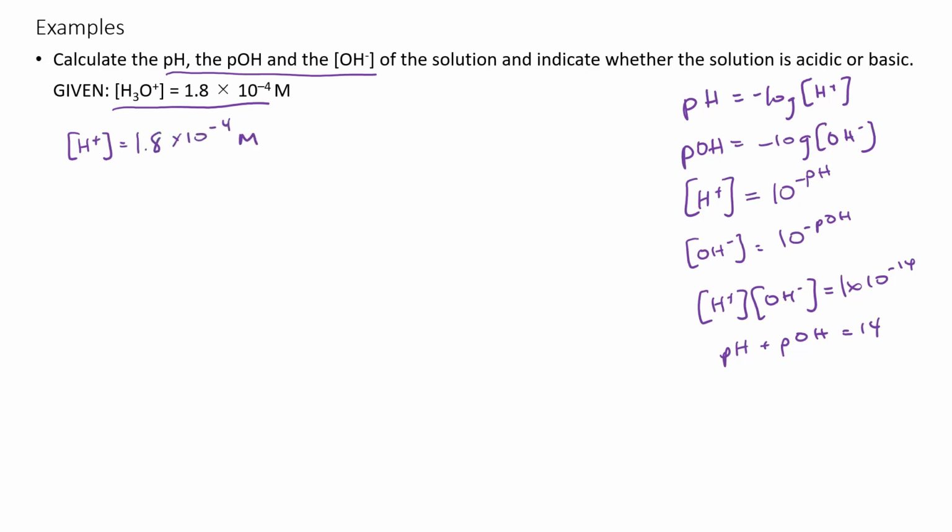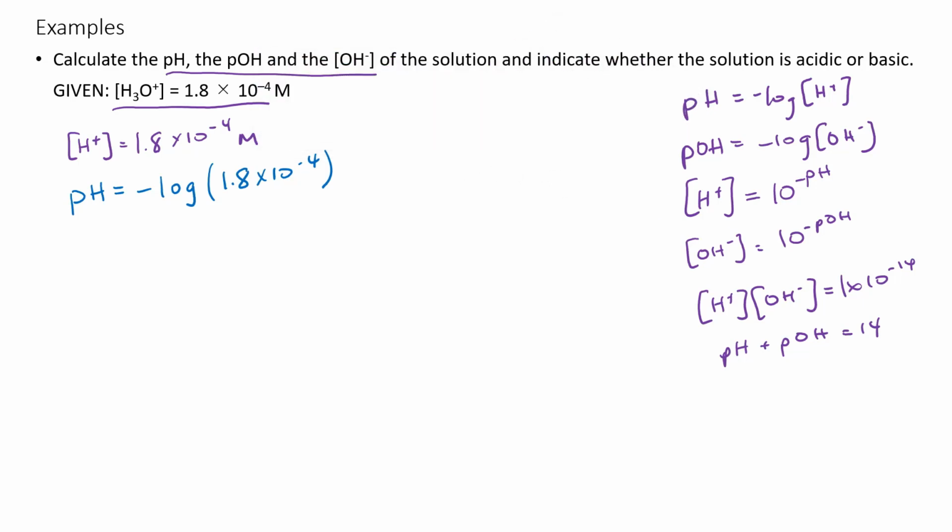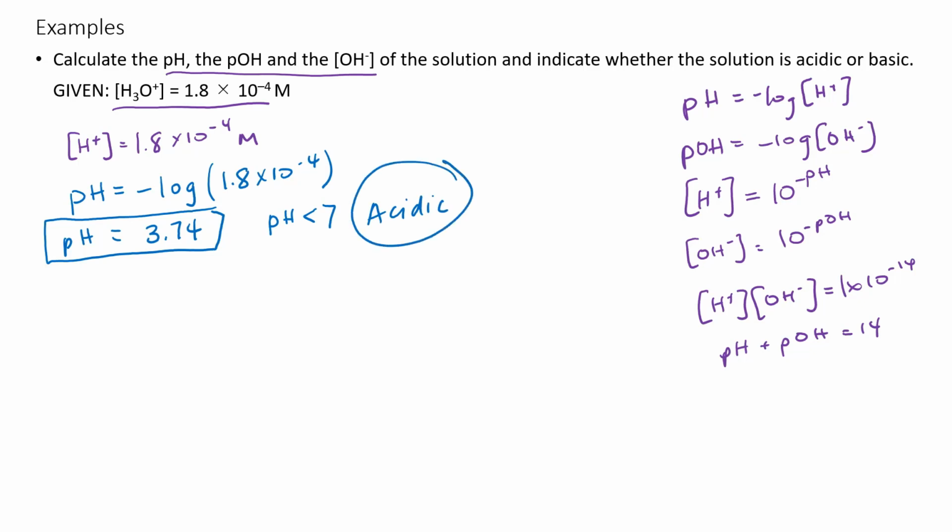And I want to find the pH, the pOH, and the hydroxide. So first I'm going to find the pH because all I have to do is plug that in to this. So in your calculator, and you have to have a scientific calculator, you're going to type in negative log of 1.8 times 10 to the negative 4. And what you end up getting from that is 3.74. So there's my pH, and since the pH is less than 7, that means that this is an acidic solution.